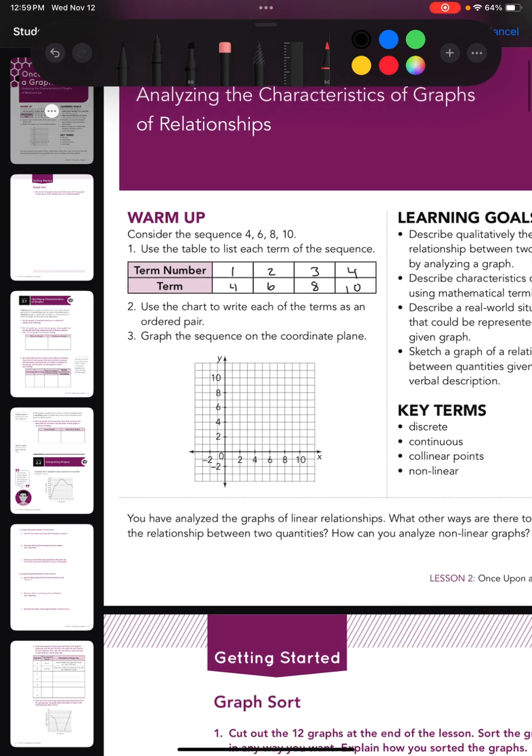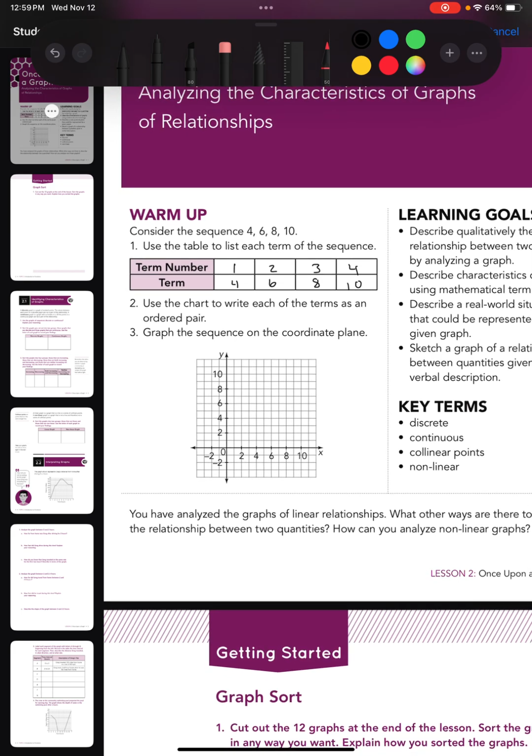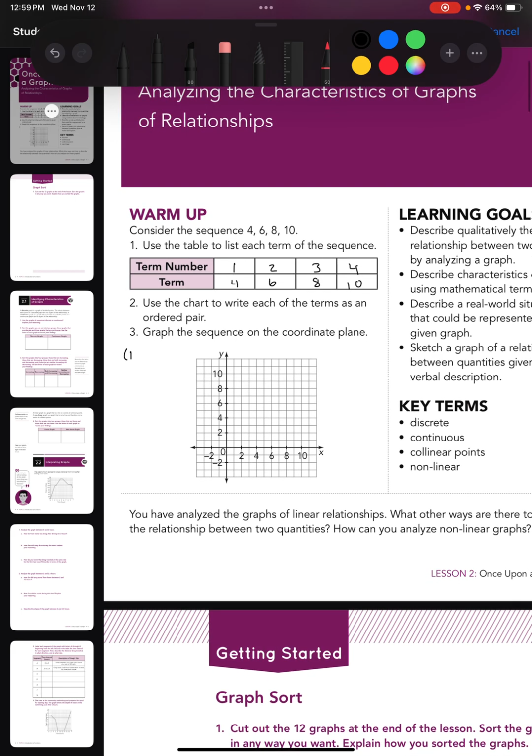So using that chart, write each of the terms as an ordered pair. So we could just say (1, 4), (2, 6), (3, 8), and then (4, 10). And then last, graphing those, (1, 4) would be here. And then we got (2, 6), (3, 8), and (4, 10), and we can see we have a line, so there's a linear relationship there between all those points.